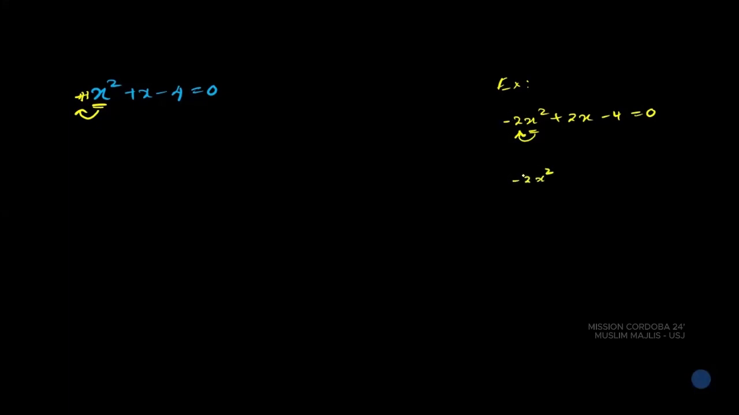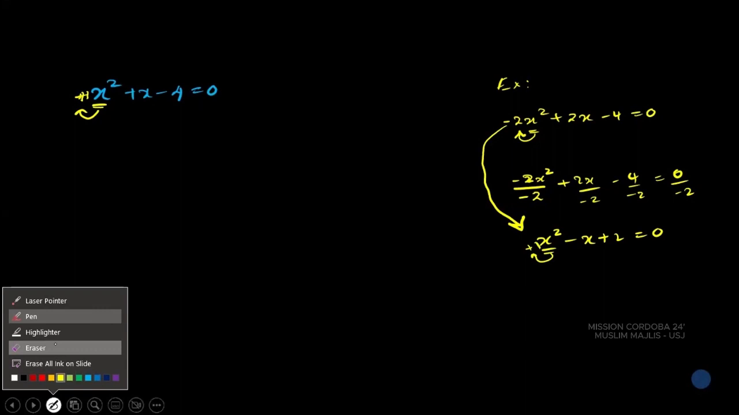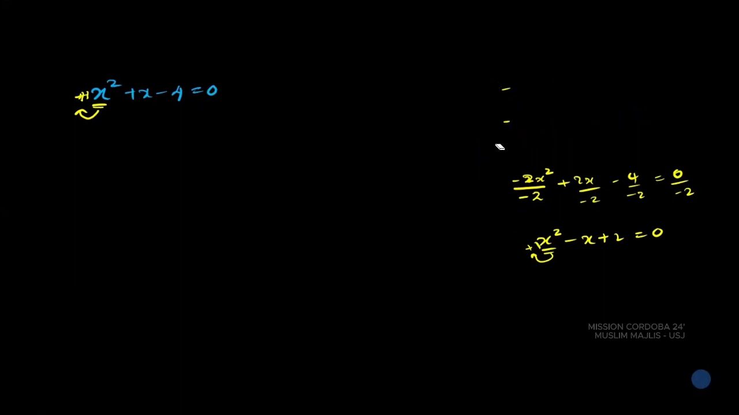In order to achieve that target, you can divide each term by the coefficient of the x square term. 2x divided by minus 2, minus 4 divided by minus 2 equals to 0 divided by minus 2. So minus 2 and minus 2 can cancel. It will give you plus x square minus 1x plus 2 equals to 0. It converts this quadratic equation to this point. So now you have the coefficient of the x square term as plus 1. Now you can proceed with the completing the square method. So keep that in mind.